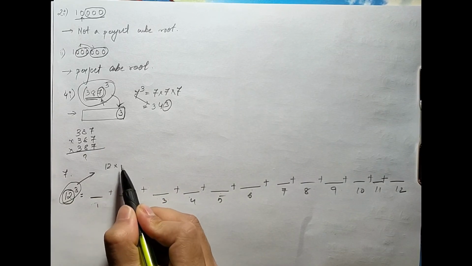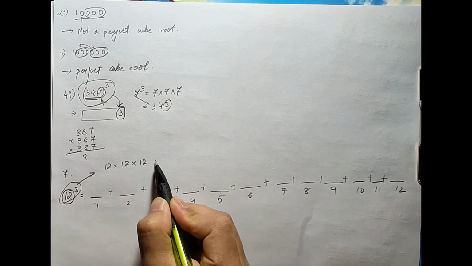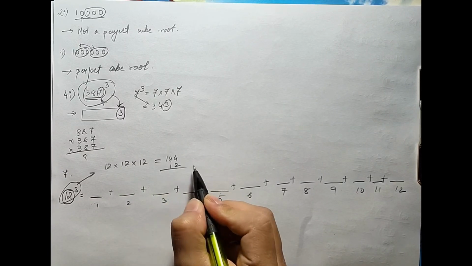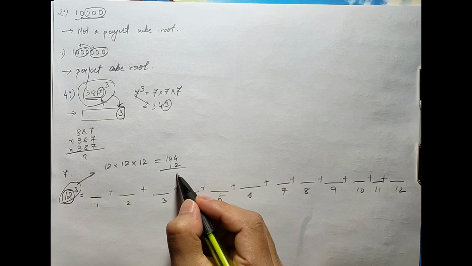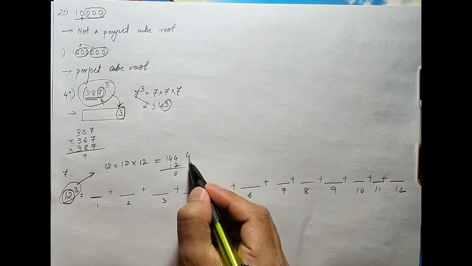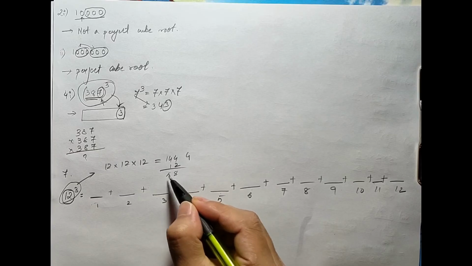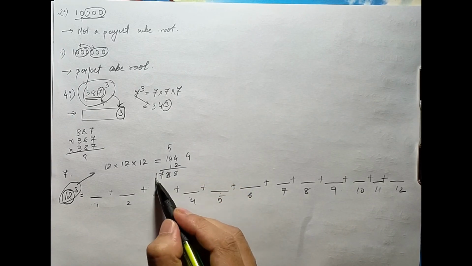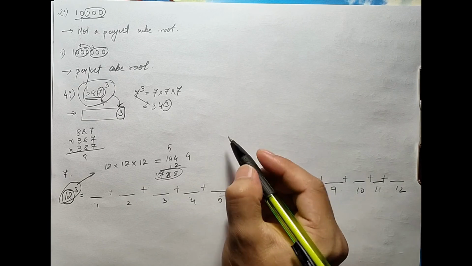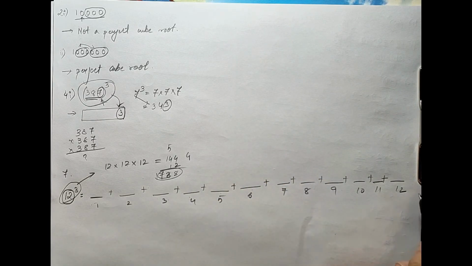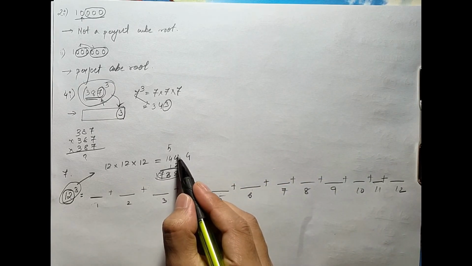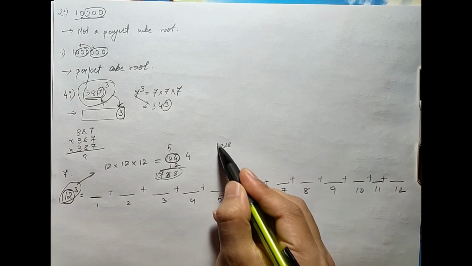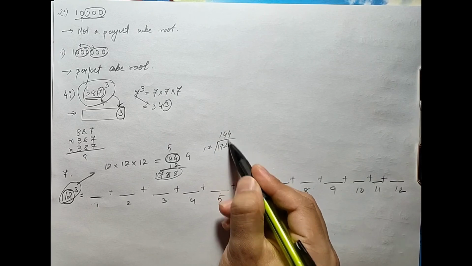12 cube means 12 into 12 into 12. Now 12 into 12 is 144, into 12. So 12 twos are 24, carry 2; 12 fours are 48, plus 2 is 50, 0 carry 5; 12 ones are 12, plus 5 is 17, so 1728. So it is simply 1728, and we'll have to divide 1728 into 12 parts. So obviously we know that we will get 144. 1728 divided by 12 will be 144.